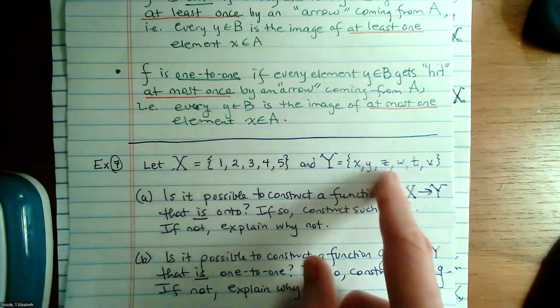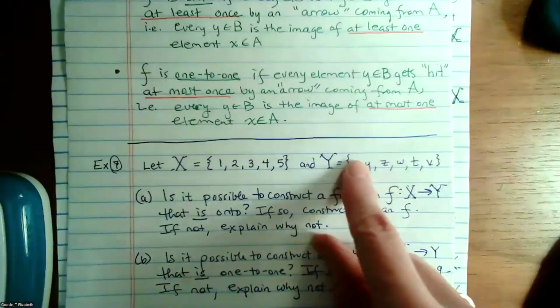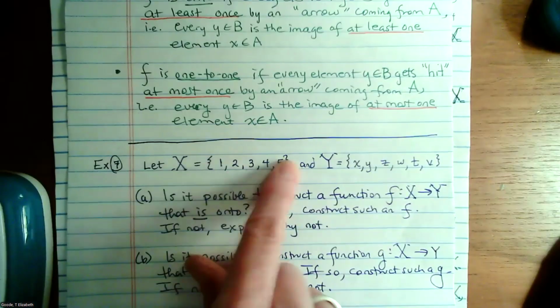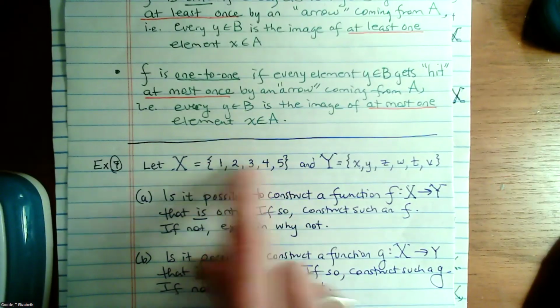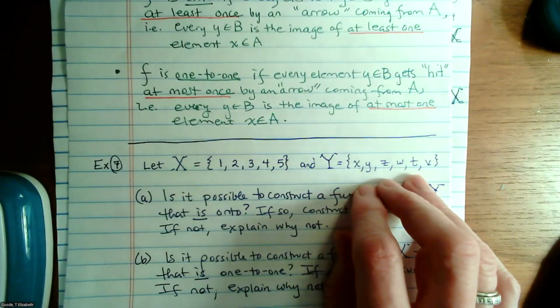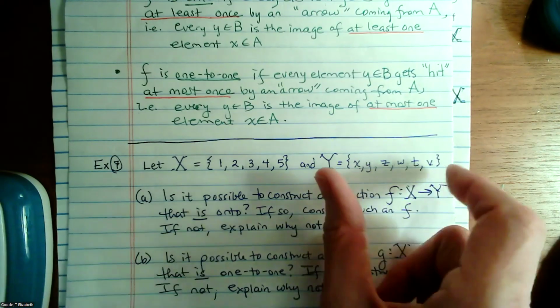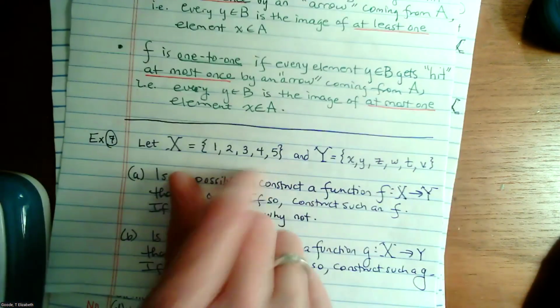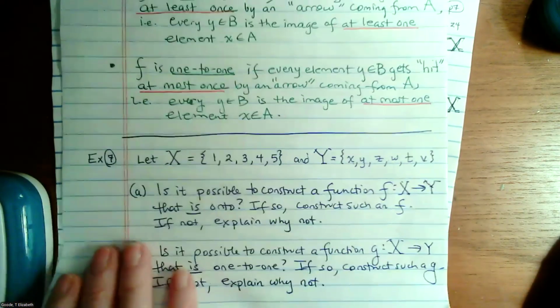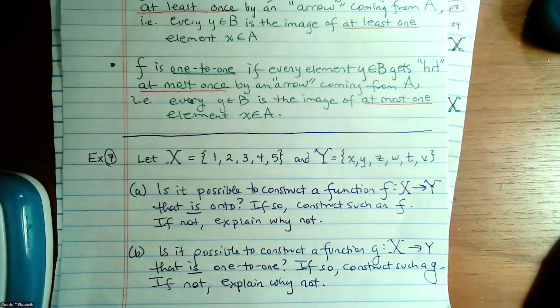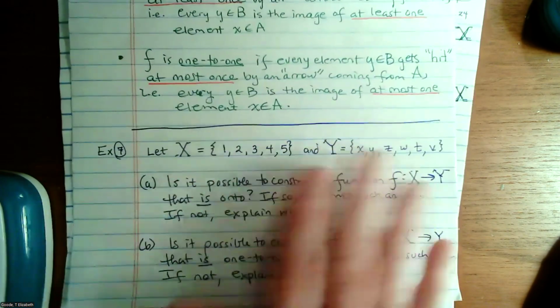Yes. Because there's enough elements in Y to have enough arrows to hit everything in here. Because there's more elements in Y. What about one-to-one? Can we build a one-to-one function from Y toward X? No. Kendall, are you following? Everybody following? So good.